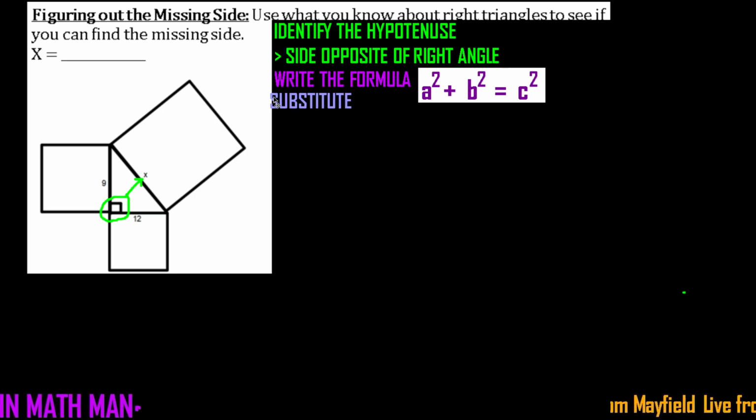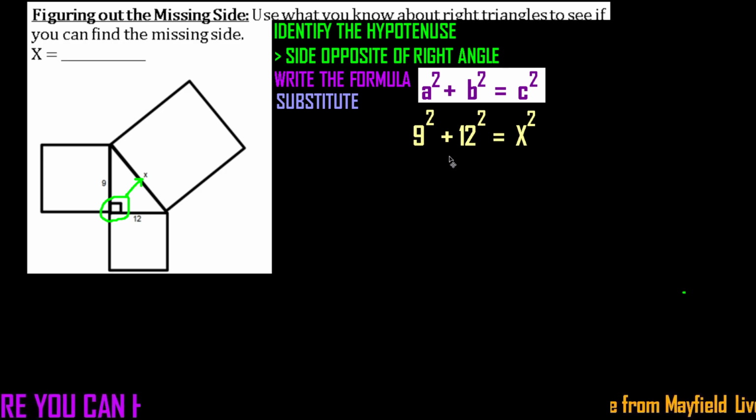And then we can substitute those values in for our variables. Our two legs are 9 and 12, and we're going to let x be our hypotenuse. So we're going to solve for x. How do we do that? Well, we can use those ideas like before. We can simplify one side, and then we can evaluate it like a normal equation.